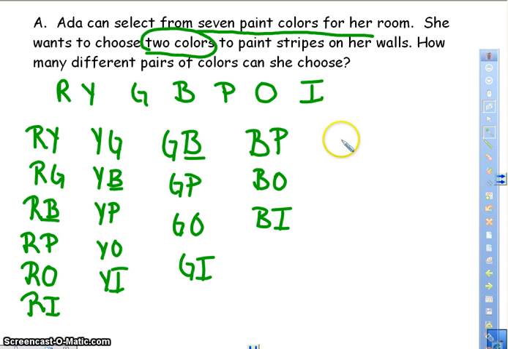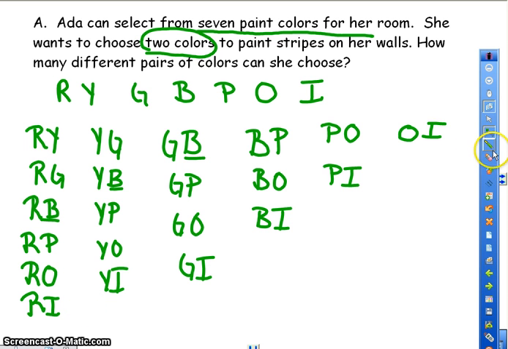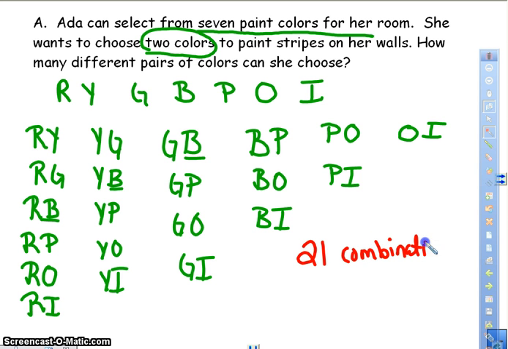Then I'm going to move to purple. I already have purple and blue, purple and green, purple and yellow, and purple and red, so I'll say purple and orange, purple and indigo. Then orange. I already have orange matched up with all the others, so I'll just do orange and indigo. Indigo is matched up with all of these, so I don't need to go any further. The different combinations can be found by counting them: 1, 2, 3, up to 21. So there are 21 different combinations of paint colors.